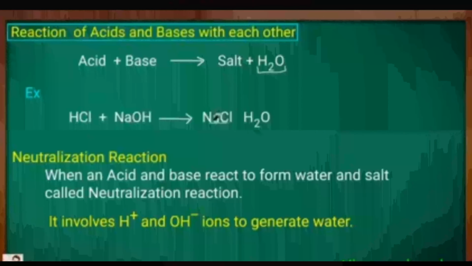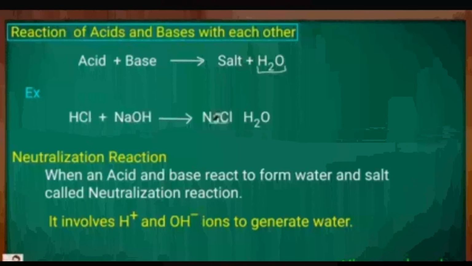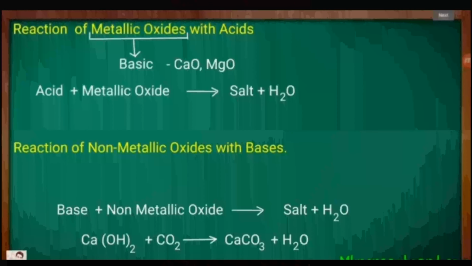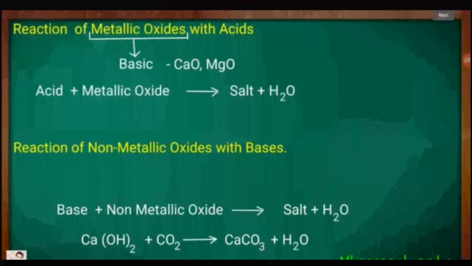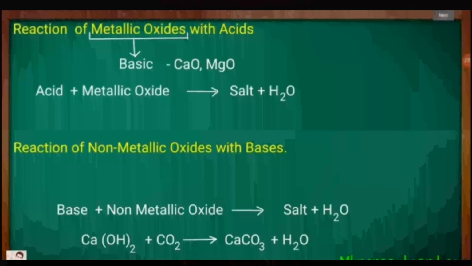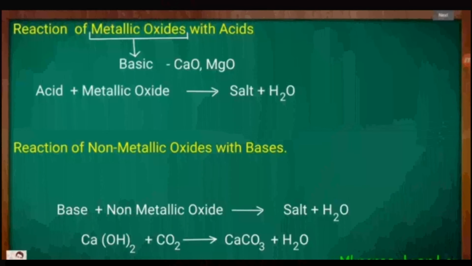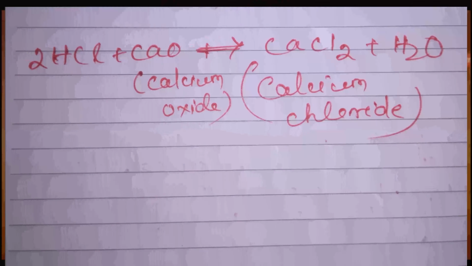Next we come to the reaction of metallic oxides with acids. That means, what happens when acid reacts with metallic oxides? You know, metallic oxides are basic in nature. Here you can see an example. When acid reacts with metallic oxides like calcium oxide and magnesium oxide, then salt is formed along with water.